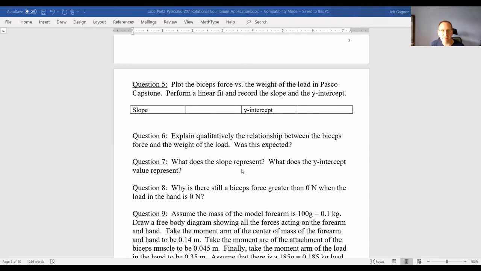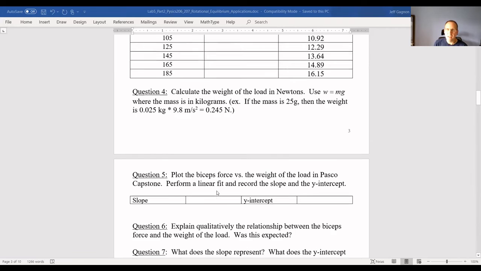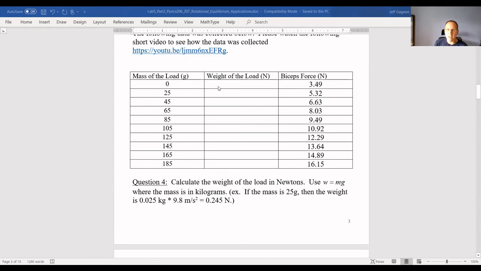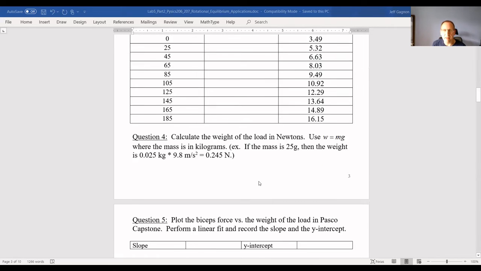This is question 7. Question 8: Why is there still a biceps force greater than 0 newtons when the load in the hand is 0 newtons? So if you look at this first row here, the weight of the load is 0, but I'm still getting a biceps force, 3.49. Why is this not 0? So you want to make sure you explain that.